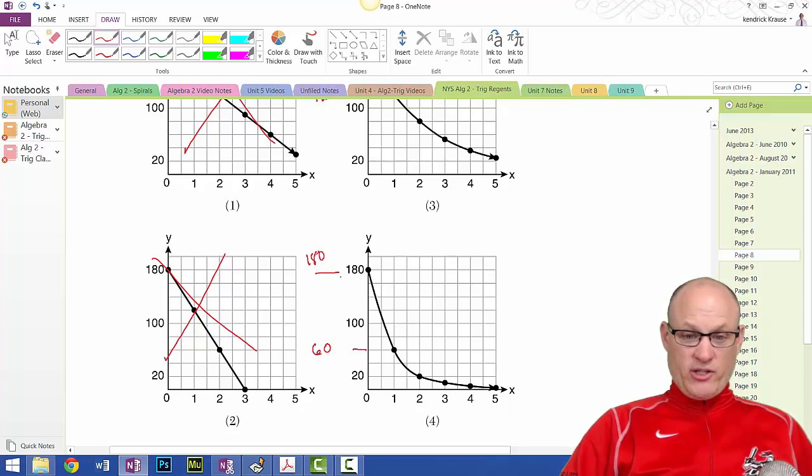I'm like, oh, 60 is 1/3 of 80. Yes, this is the right answer. No, it is not the right answer. It dropped 120. That's not 1/3, that's 2/3.